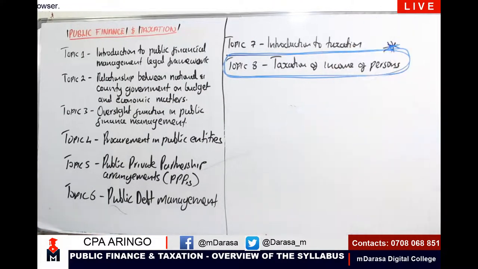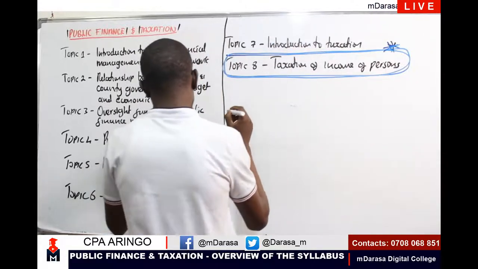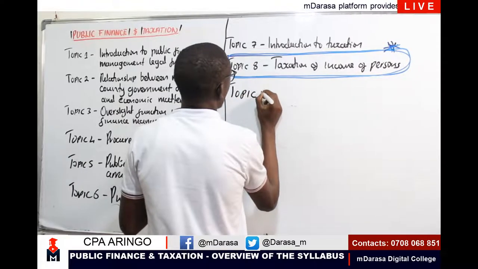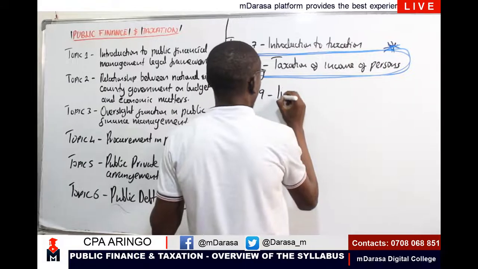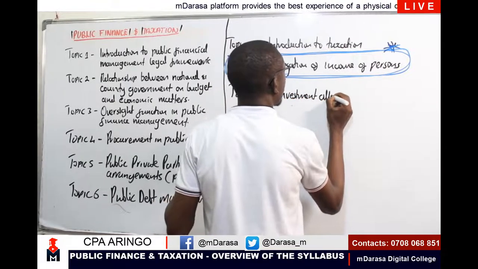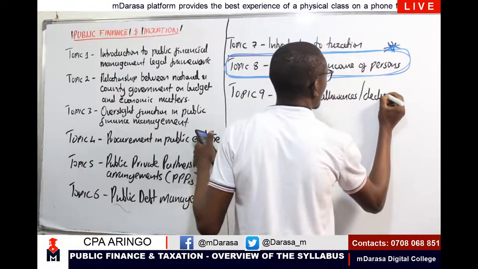Going through topic number 9, this one I'm also going to mark with an asterisk. This is investment allowances or deductions.